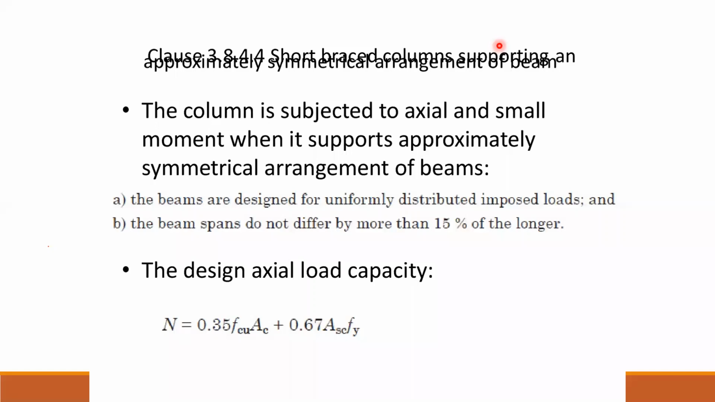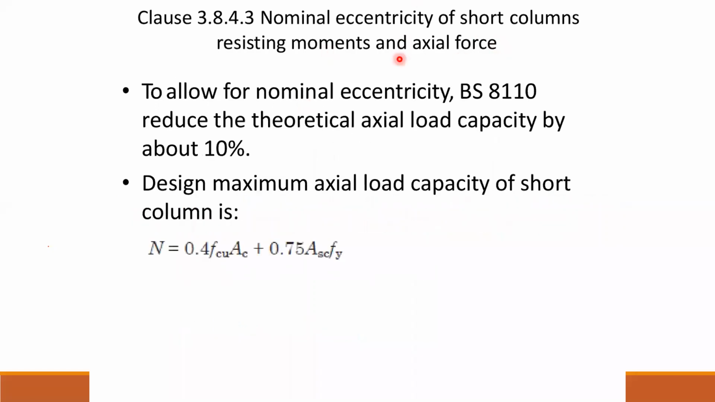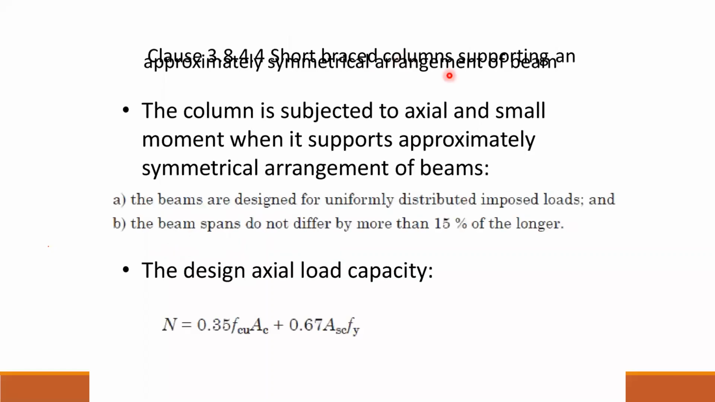Short braced columns, resisting moment and axial forces if there is. So this is the short braced column, right? Then this might be the equation. You can see if it is braced, in these cases supported on an approximately symmetric arrangement, the carrying capacity of the axial load will be lower comparatively to the previous condition.